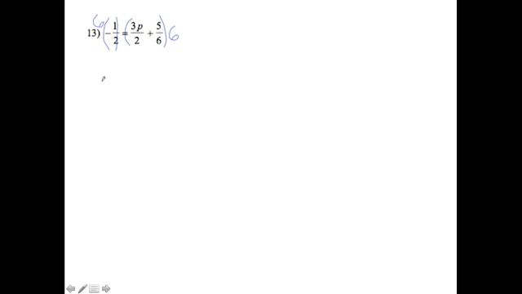6 times -1/2 is -3. 2 goes into 6 3 times. 3 times 3 is 9. P plus these 6's cancel out, leaving me with 5. Subtract 5 from both sides, I get -8 is equal to 9p. Divide both sides by 9, and I get -8 over 9 equals p. Happy to leave our answer just like that.